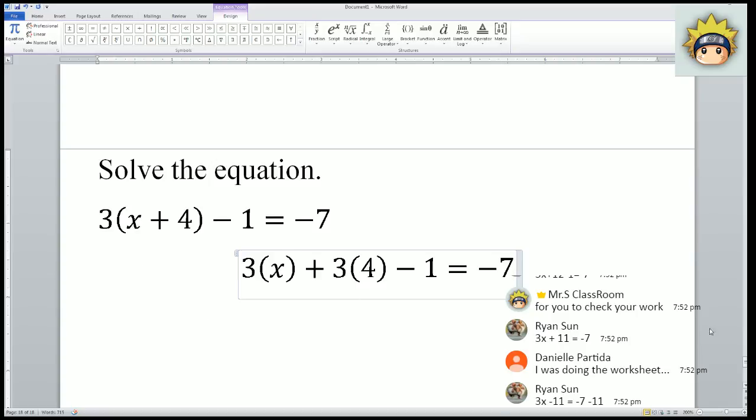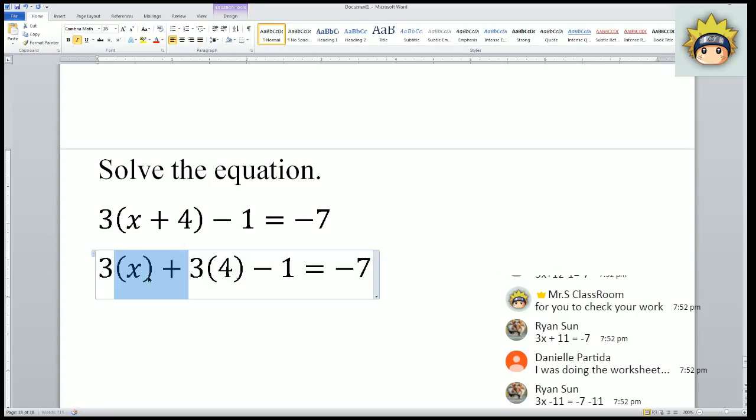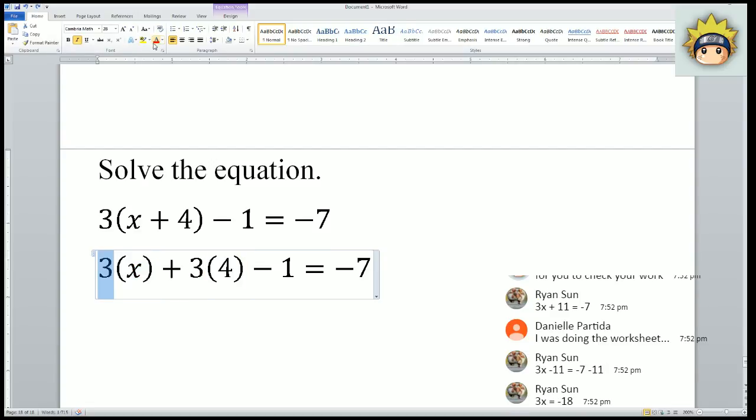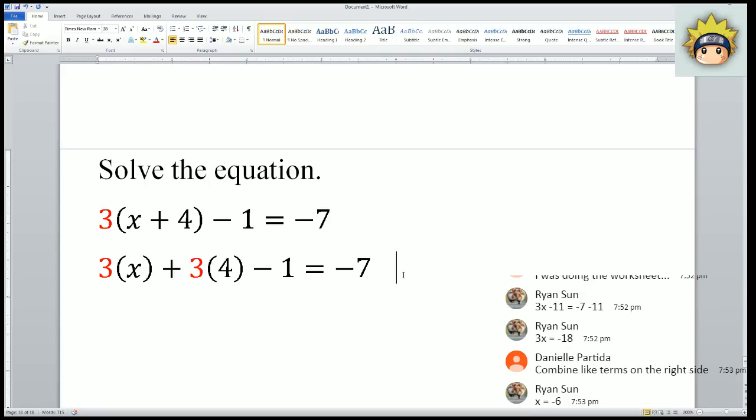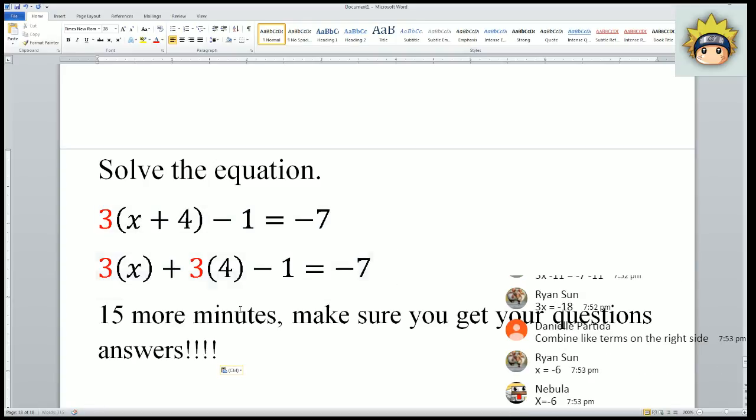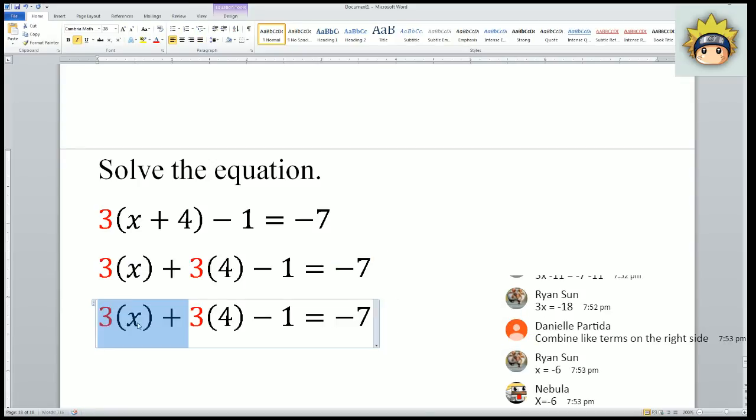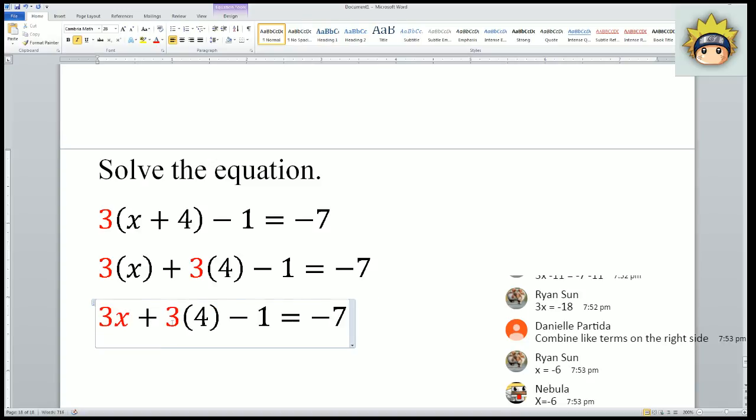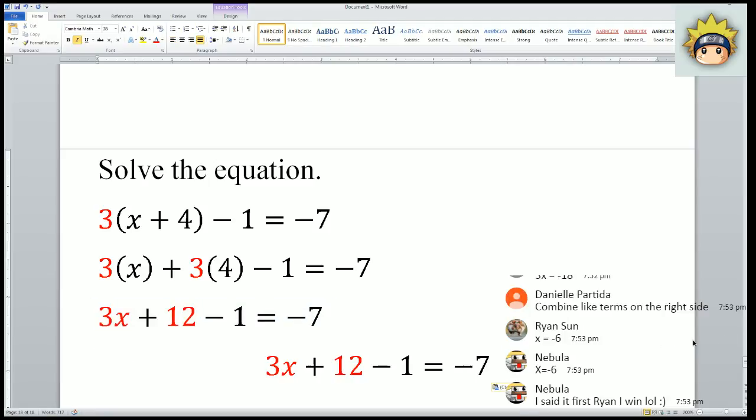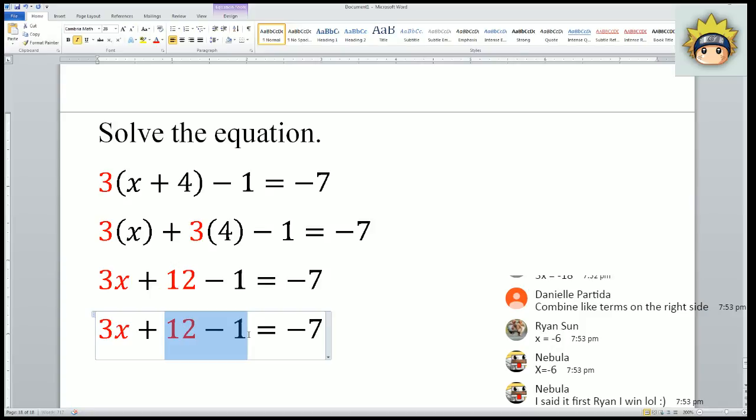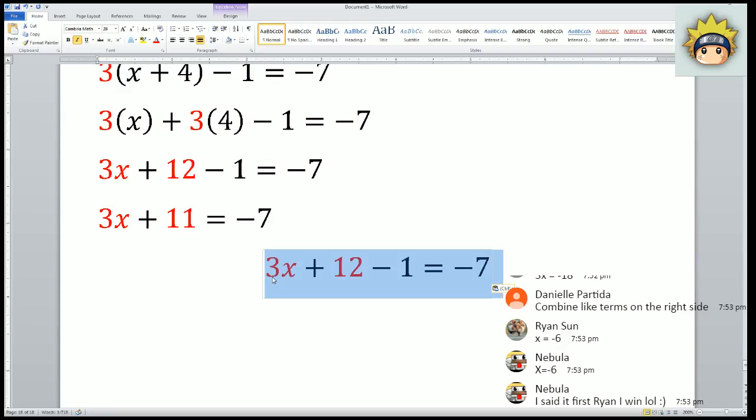I made that red. Boom. Now this becomes 3x, and this becomes 12. Good. And you said combine like terms, so I think this becomes an 11. Then I'm going to subtract 11.